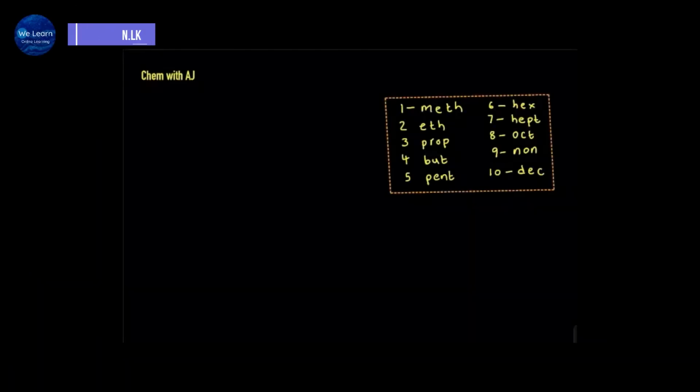Naming organic compounds. Let me start with a simple compound. I'll be using skeletal formula. So let's look at this one. Primarily, the first step when we're naming any organic compound would be to number the longest carbon chain. Let's go ahead and number this chain, shall we? That'll be 1, 2, 3, 4, 5, 6. So that's six carbon atoms.